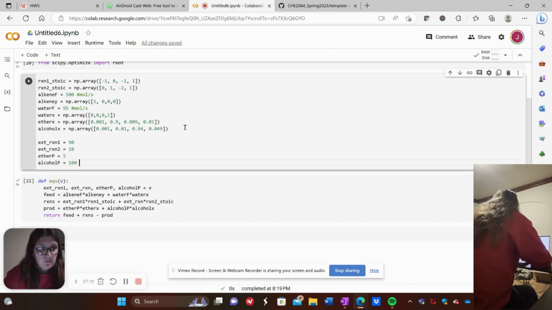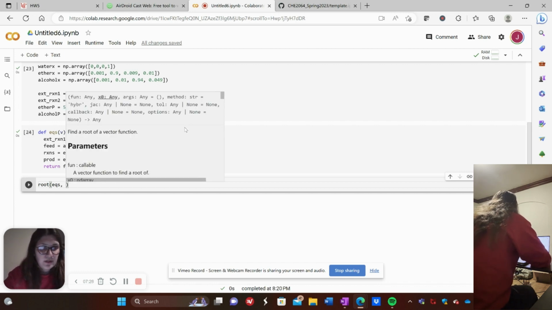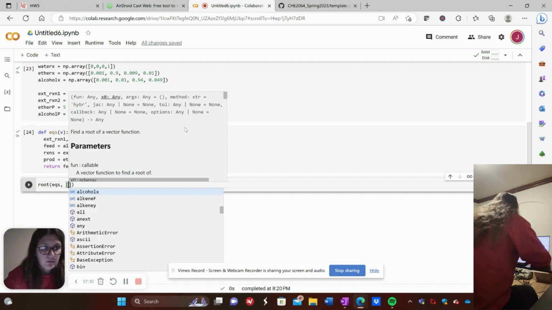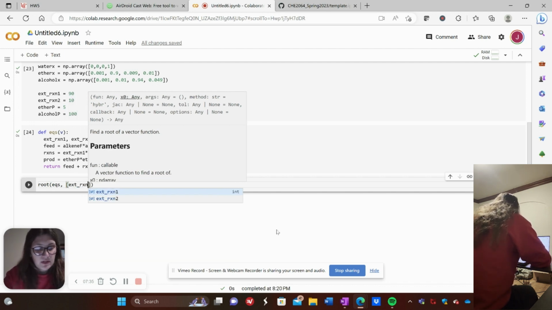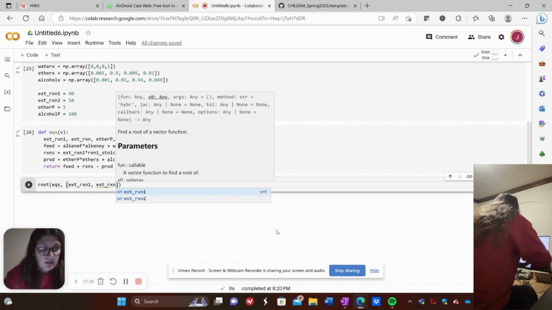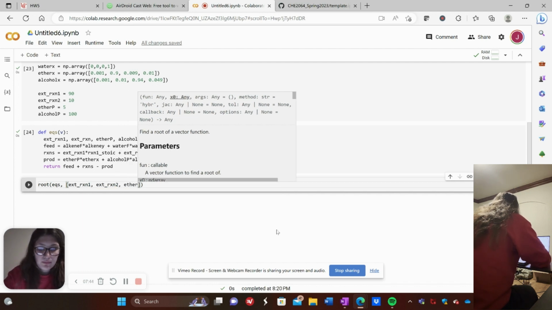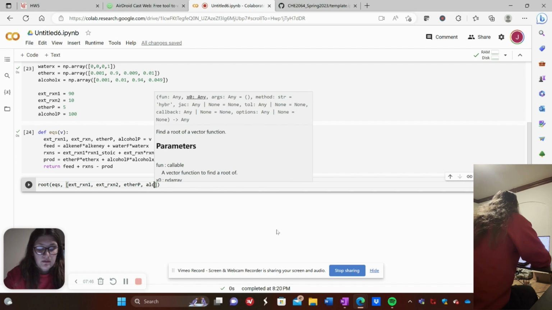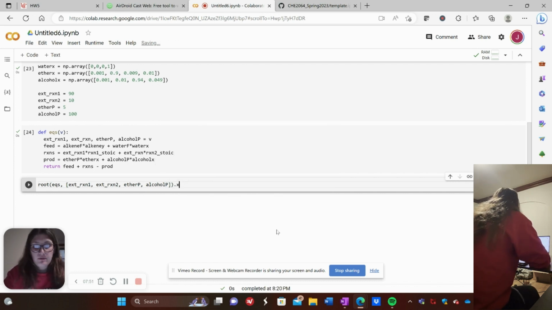Okay. Enter, and then we can go root. We need to put our function in that solves those equations. And we also need our initial guesses. So we have our extent of reaction 1, extent of reaction 2, our ether product and our alcohol product. Then we're going to do dot x to grab the results that we want.